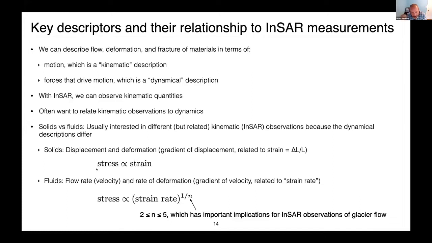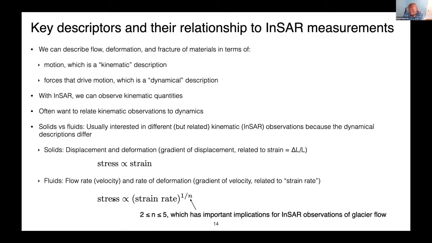In fluids, at least an ideal fluid, strain doesn't matter at all. We don't care about strain. What we care about is the rate of deformation, what is sometimes called the strain rate. So we're most interested in using InSAR observations to get at velocities and the gradients of velocities, because the gradients of velocities are also called strain rate that are directly relatable to stress.